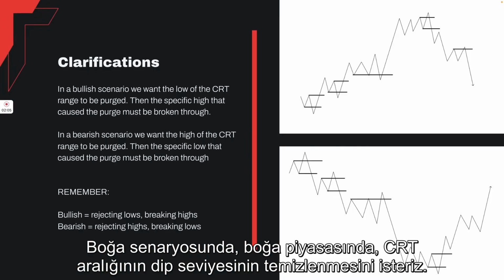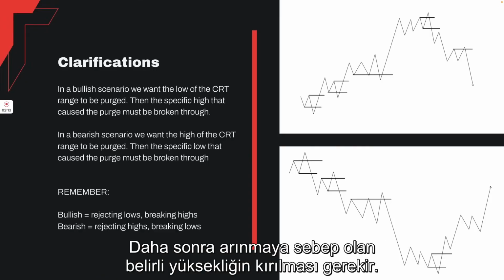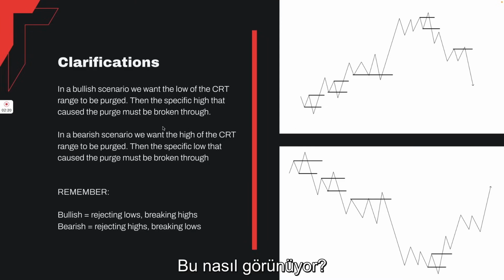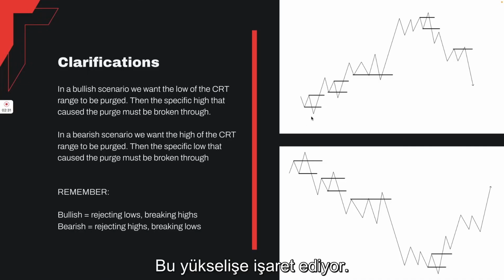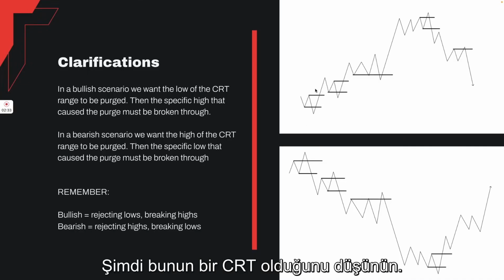In a bullish scenario, in a bullish market, we want the low of the CRT range to be purged. Then the specific high that caused the purge must be broken. What does that look like? As you can see right here, we purged a low and we broke the specific high that purged the low. This is bullish. Now just imagine this is a CRT.